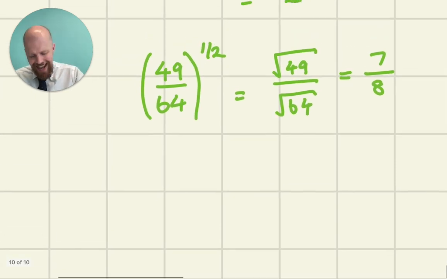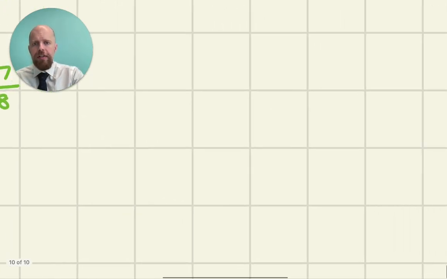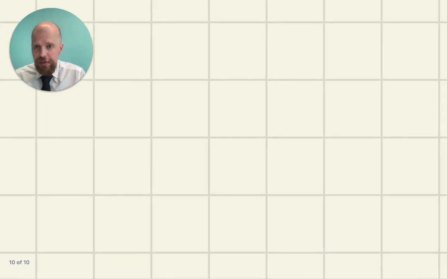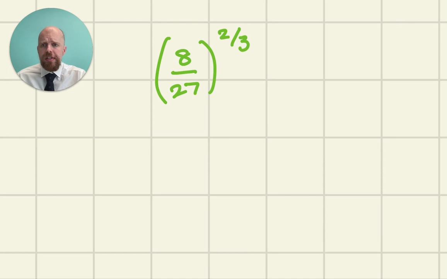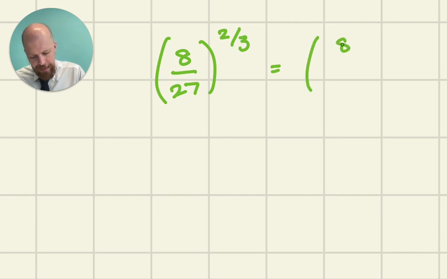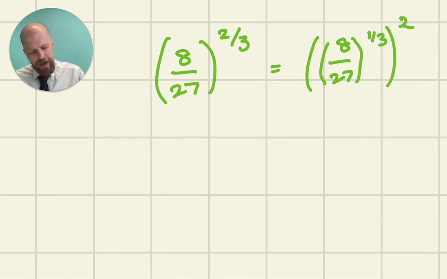And the law is exactly the same if you are dealing with fractions that are powers 3 over 2, 5 over 3, and so on and so forth. Let's take 8 over 27 to the power 2 over 3. Just like before, we're going to split the 2/3 to be 2 times 1/3 and write it with our brackets. So 8 over 27 to the power 1/3, and then I'm going to square it.